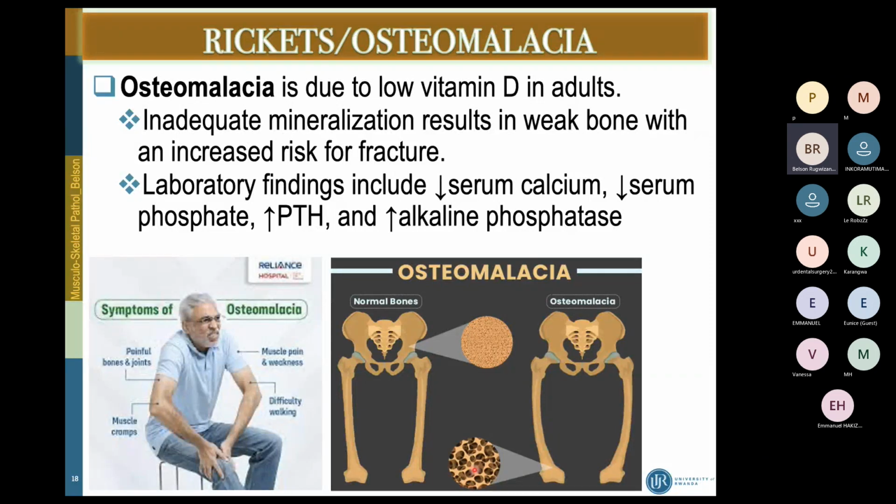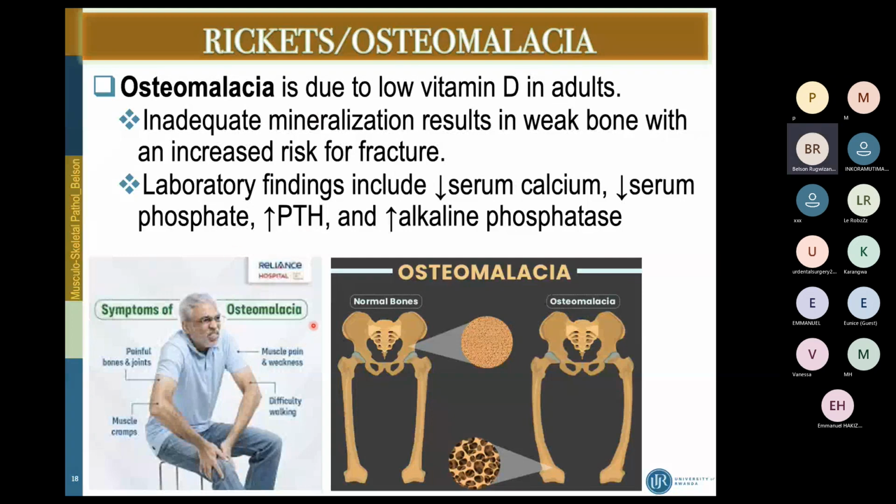So this is a representation, of course. So, and this can explain why these bones are easily fractured. So laboratory findings include the low serum calcium, low serum phosphate, increased PTH. So parathormone is increased, and alkaline phosphatase. And this PTH is increased, why? You know its function. So the body is trying to make sure the bones are resorbed to increase the calcium in the serum.